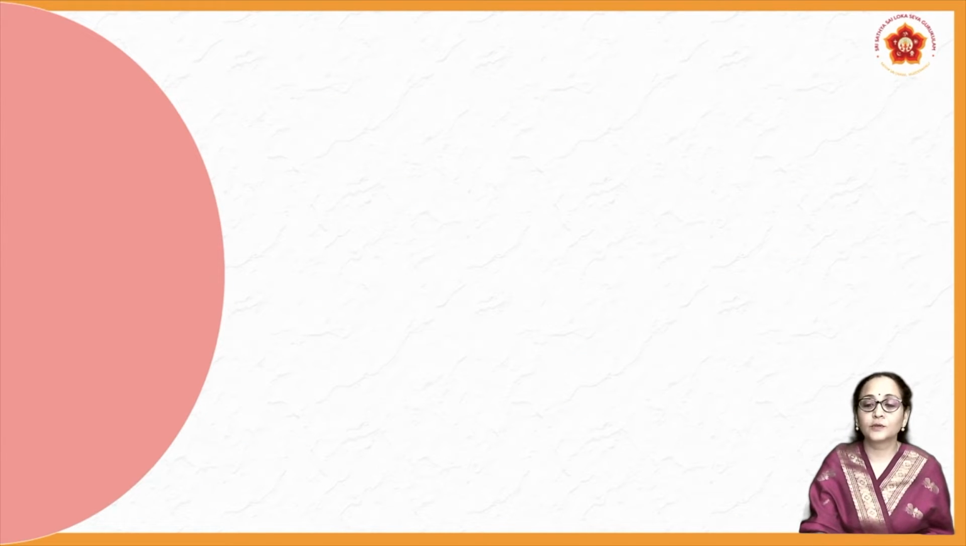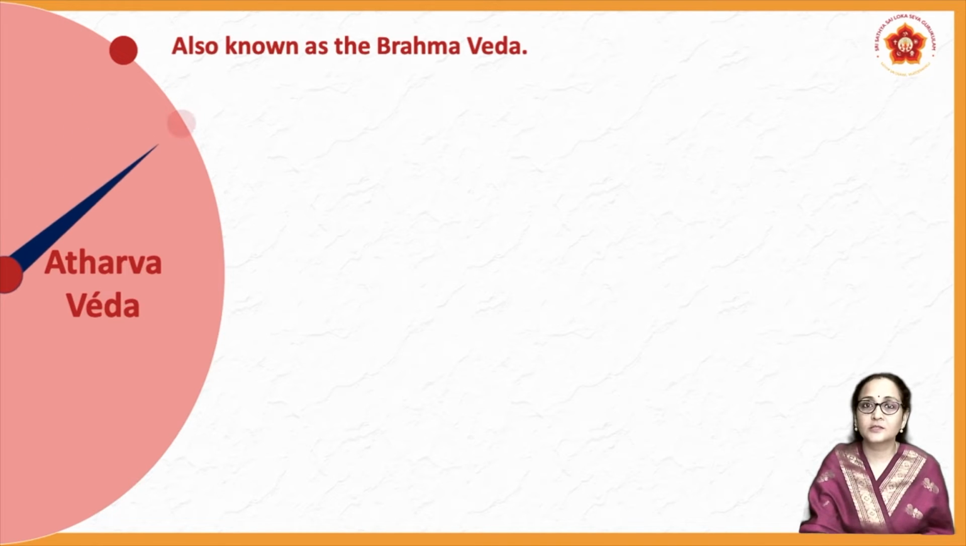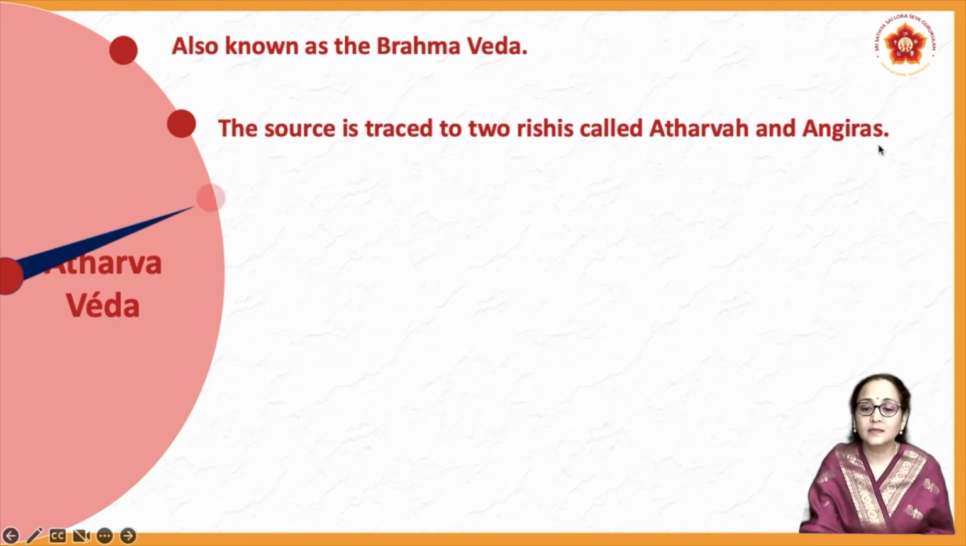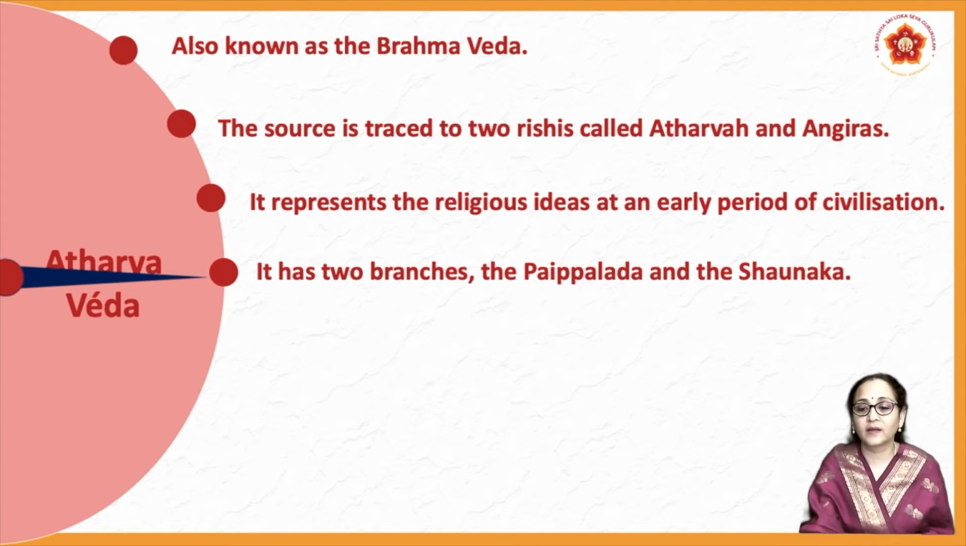Next comes the fourth Veda. It is known as Atharva Veda. It is also called Brahma Veda. The source of this Veda is traced to two rishis. They are Atharva and Angiras. The chants here represent the religious ideas at an early period of Indian civilization. It has two branches, just like how the Yajur Veda has Shukla and Krishna. The two branches are Paipalada and Shaunaka.